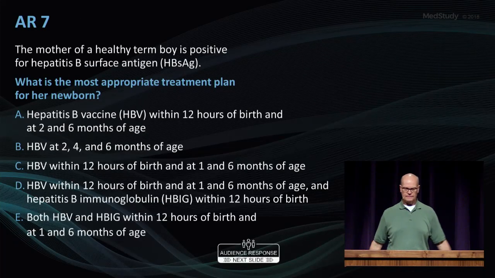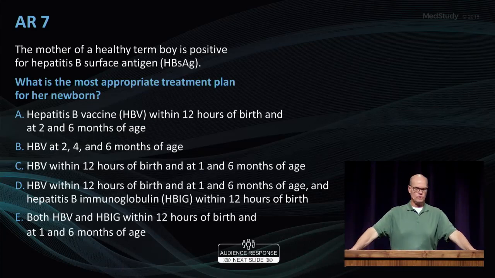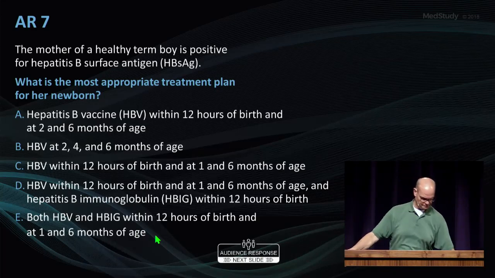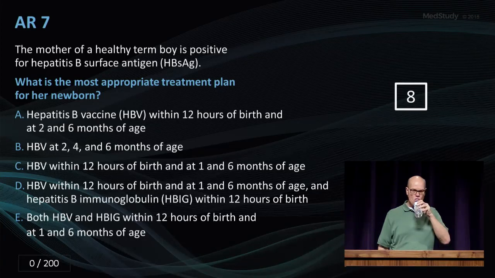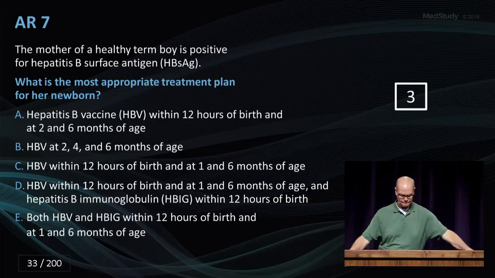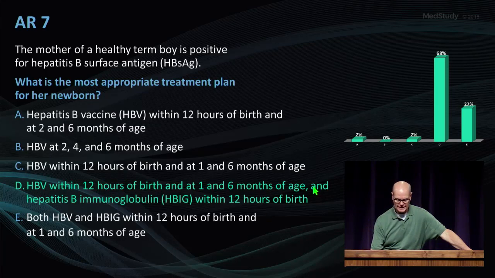All right, next question. The mother of a healthy term boy is positive for hepatitis B surface antigen. Which one of the following is the most appropriate treatment plan for her newborn in regards to administration of the Hep B vaccine and or hepatitis B immunoglobulin? Here are your choices. I'll give you a second.